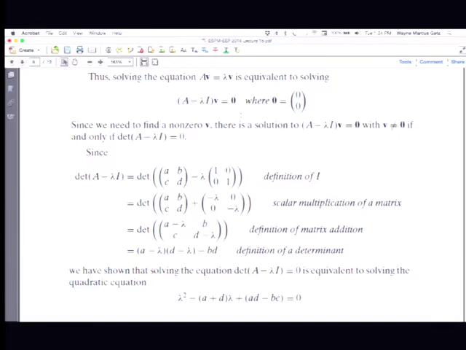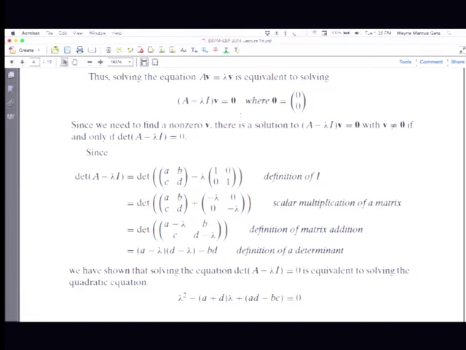So, what is the determinant of this? So firstly, what is this matrix? This matrix is A, B, C, D minus lambda, 0, 0, lambda. And so I'm interested in the determinant of this matrix minus that matrix. If I subtract these two matrices, how do I subtract matrices? How do I subtract these two? What's the rule? The rule is to subtract element by element. So that means A minus lambda, B minus 0, C minus 0, D minus lambda. And the determinant of this must be equal to 0.